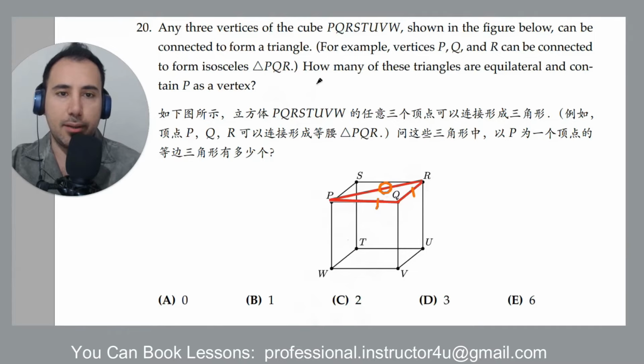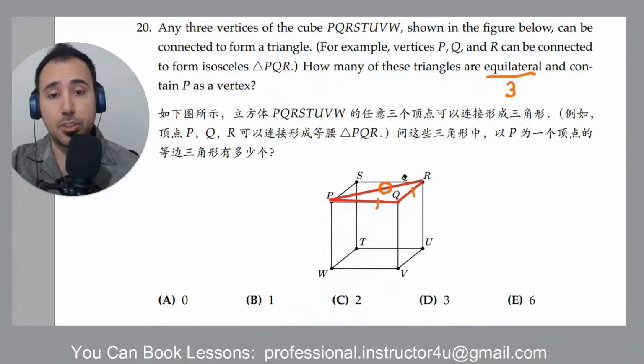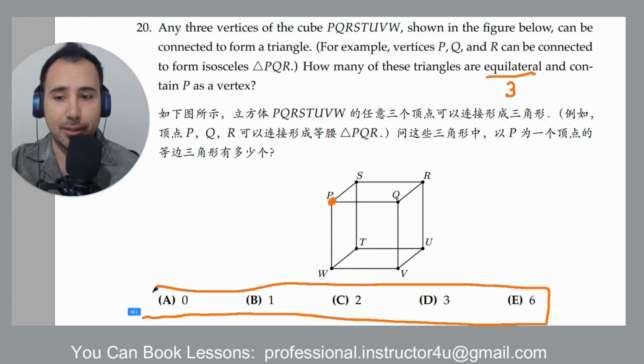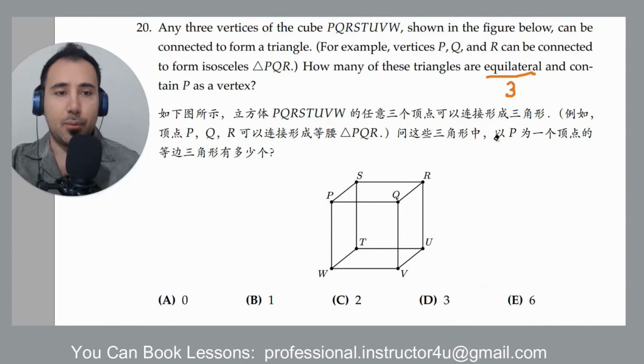So what is the question? How many of these triangles are equilateral? All three sides should be equal, and they contain P as a vertex. Okay, so we just want the ones that go from P. At this stage, it's advisable to just check the options. There really aren't that many, and 0 is even a possible option. The worst thing you could do at this stage is just try to draw any triangles that are possible. You're thinking without organization, and that's not good.